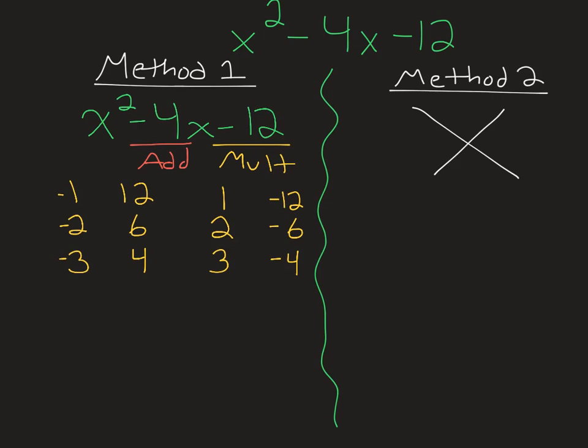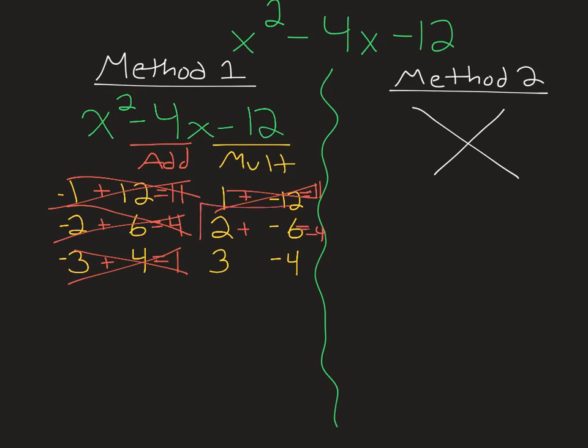So I'm going to start adding to see if these work. Negative 1 plus 12 equals 11. Well, that is not negative 4, so that is not my goal. Then I have negative 2 plus 6. That gives me 4. Ah, that's close, but it's not a negative 4. I need a negative 4. Negative 3 plus 4 equals 1. Well, that's definitely not negative 4, so that's not my option. And then continue down the list. 1 plus negative 12 equals negative 11. Nope. 2 plus negative 6 equals negative 4. Yes, that's it. That's what I need.